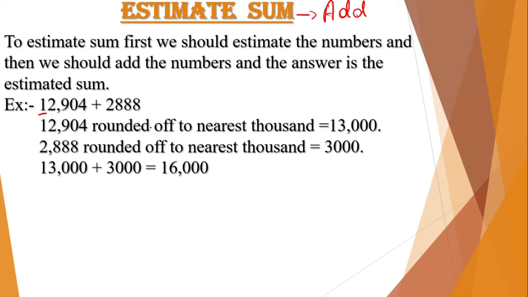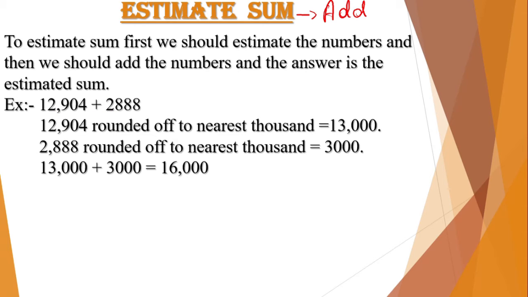But 2,888, which is the second number, doesn't go till 10,000. Right? It only goes till the thousands place value. So what we should do in that case is take the highest place value that both numbers share. So here I took 10,000 and 10,000 is not possible. So I should take the next highest place value, which is 1,000. Now I can estimate both the numbers.